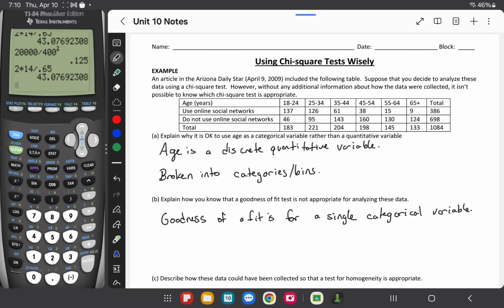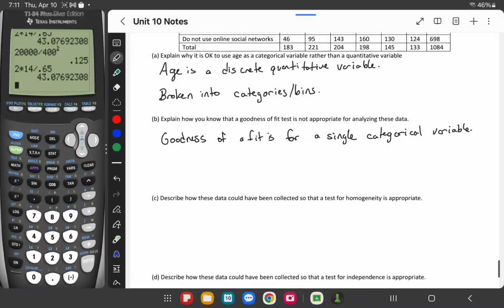We would have to eliminate one of those two variables in order to do a goodness of fit test. We either have to eliminate the age in years and just look at all of these ages thrown together, how many people use online social networks versus how many do not, or we'd have to eliminate the variable of online social networks and just separate them into these age categories and look to see if there's a difference in the categories of ages. But we have to have just a single categorical variable, so goodness of fit would not work. So that leads us into our next couple questions.